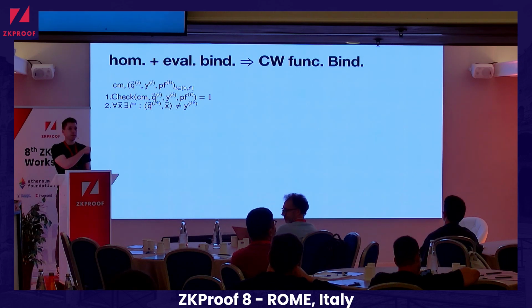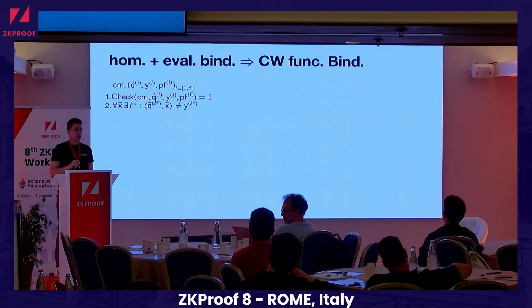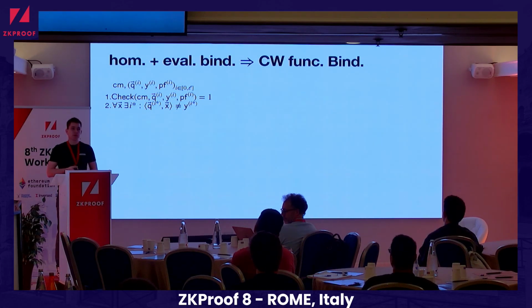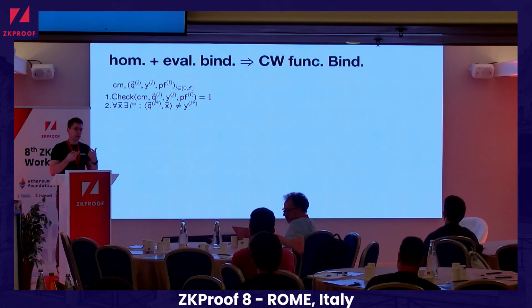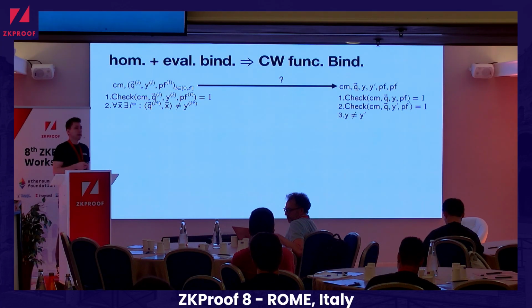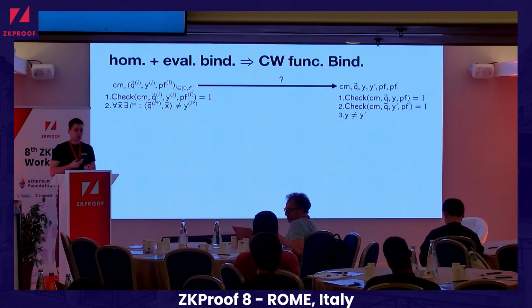Suppose you're given a commitment and then a bunch of queries, openings, and proofs, say from 0 to L. And these satisfy two conditions. First, all the proofs are accepting. And second, they define a system of equations that is not satisfiable. So for every purported vector x that you can give me, there's going to be at least one index for these queries and openings that is inconsistent with this vector. And then we want to have an evaluation binding output. So we want to have a commitment, a single query, two openings and two proofs, so that the proofs verify and the openings are distinct.